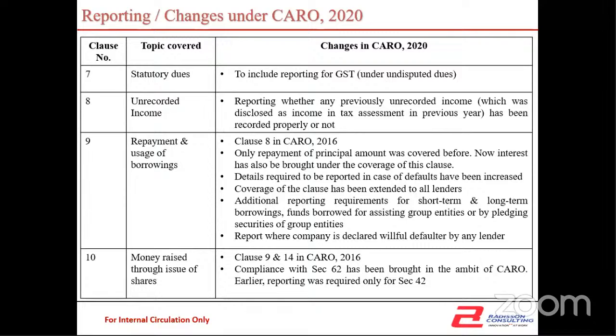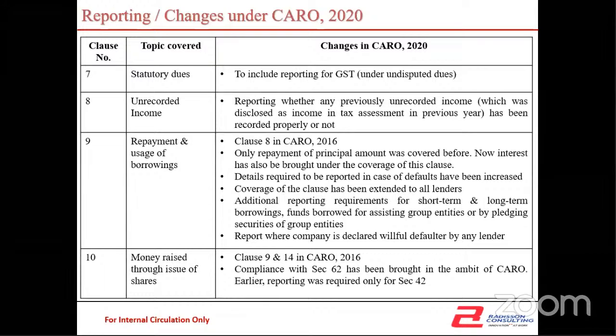Clause number 9, repayment and usage of borrowings. This was clause 8 in CARO 2016. Only repayment of principal amount was covered before. Now interest has also been brought under the coverage of this clause. This does not mean that the auditor was not responsible to audit the interest portion. He was responsible to audit the interest portion. It was just that under CARO, reporting was not required for interest. Reporting was required only for the principal amount. Now in CARO 2020, both are covered.